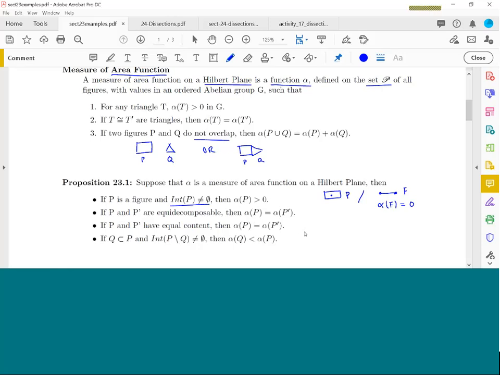Why? Because you can use this property right up here in the definition of the area function that says, hey, I can add up all the individual areas of all those triangles and build up to the entire area. Technically, we don't have that result yet, but that's totally where we're going.